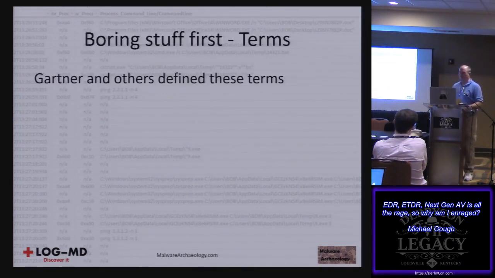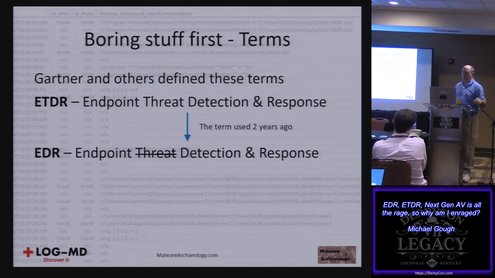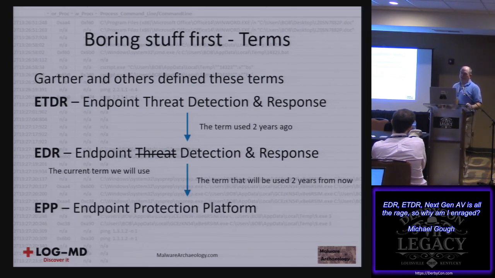But we wanted something that alerted us not only when you're on the corporate network where IPS works, but off for all those laptops and roaming users, home users, over the VPN, that sort of thing. So let's talk some boring terms real quick. Gartner and others define these terms. ETDR, Endpoint Threat Detection and Response, right? That's a term that was used about 2 years ago. It's dead, so if you hear that term, just ignore it.